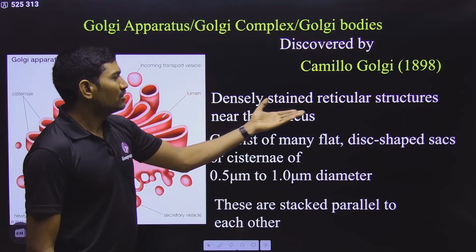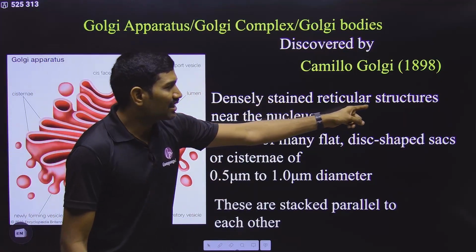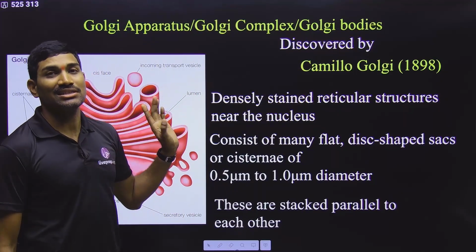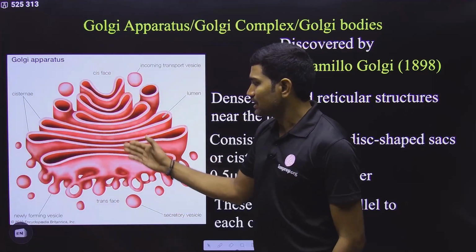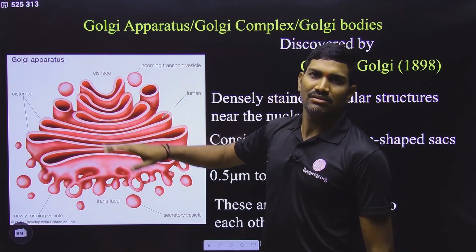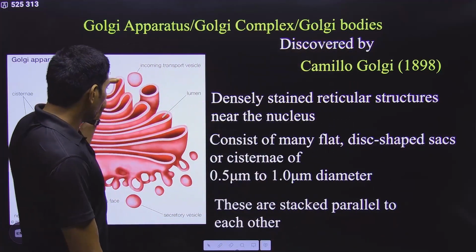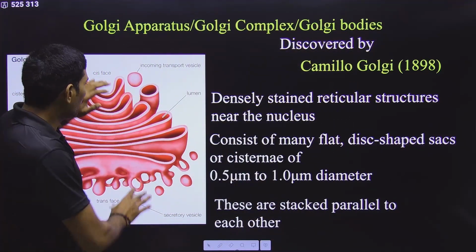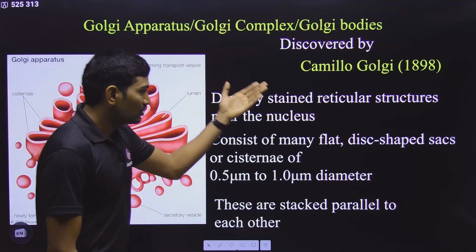Next one. These are densely stained reticular structures. These are also reticular network-like structures. They may be continuously connected with each other or they may not be connected, but functionally they are distinct. At different locations, different functions will occur, but all these are functioning together. So in this way they are present.